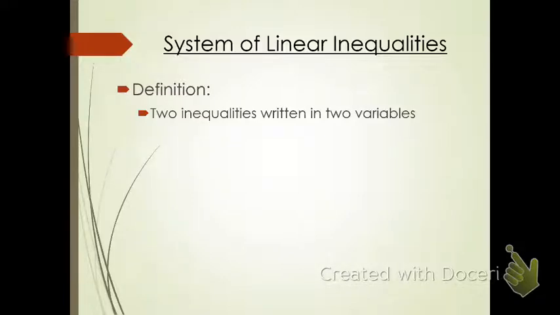In this next lesson, we'll be graphing systems of linear inequalities. A system of linear inequalities is just two or more inequalities using two variables, usually x and y. And a solution is a collection of points that make all of the inequalities in that system true, and it will show up as a shaded area.